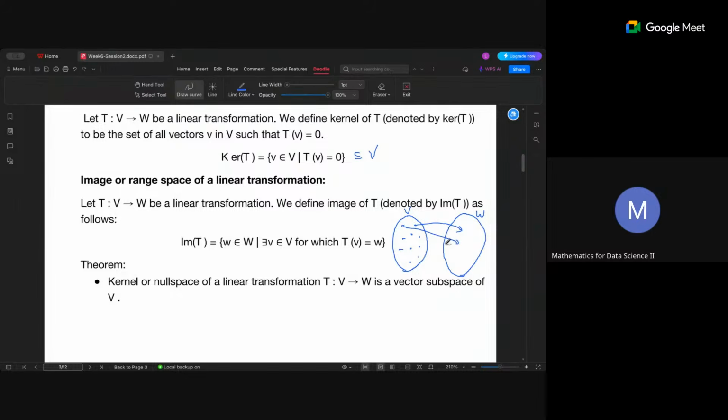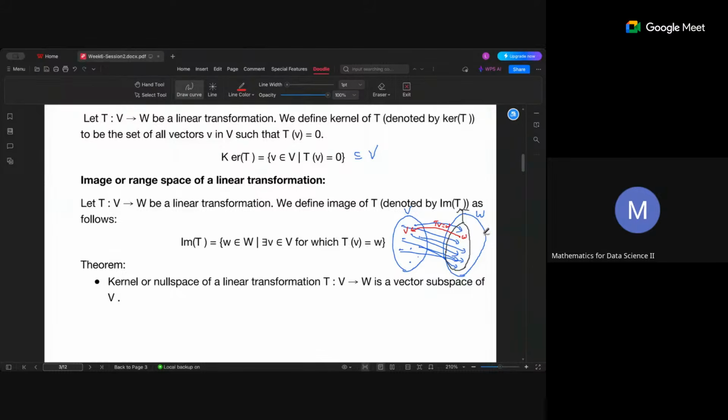Let's say that you have the mappings like this. All these things are coming here, here, here, like this. Now, all the points where you have the images mapped, this particular set we are calling the image of T. So it means what? You are considering all w such that for each w here, you should be able to find a v such that T(v) equals w. Such w's are called the elements in the image of T.